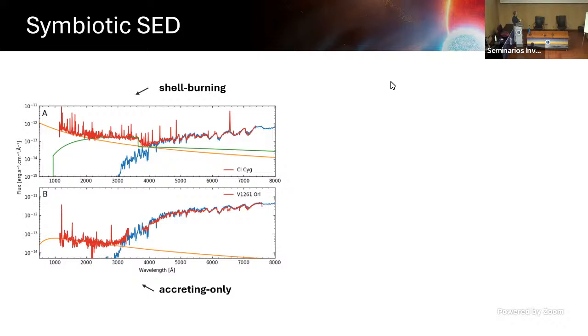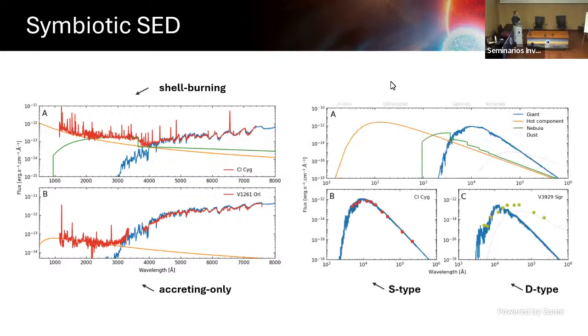It's much easier with shell-burning ones because you have plenty of emission lines with high ionization potential, such that the giant itself cannot ionize. So you need something which is hot in there.